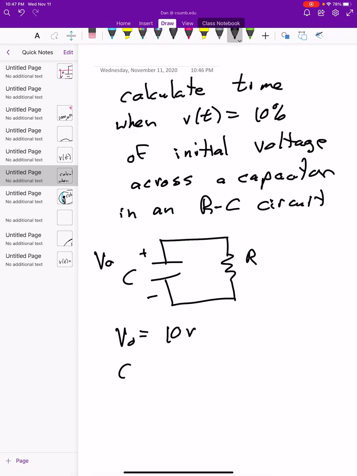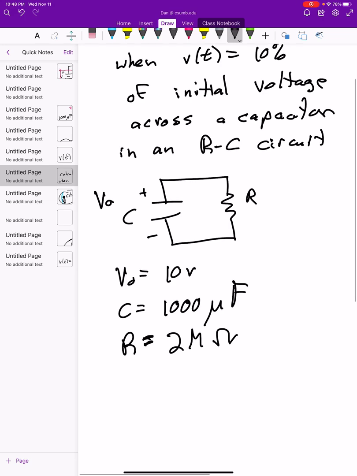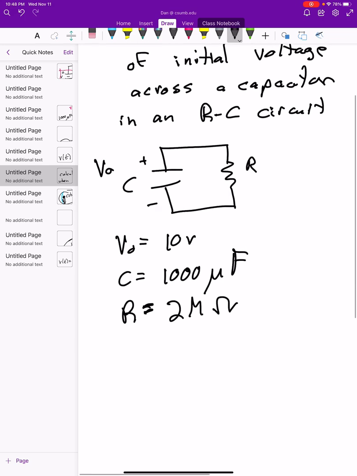And I'm going to say that C is equal to 1,000 microfarads, and that R is equal to, I'll take R to be 2 mega ohms. All right, so it's a big capacitor and a pretty big resistor. They're both big, so it's going to take a while here.